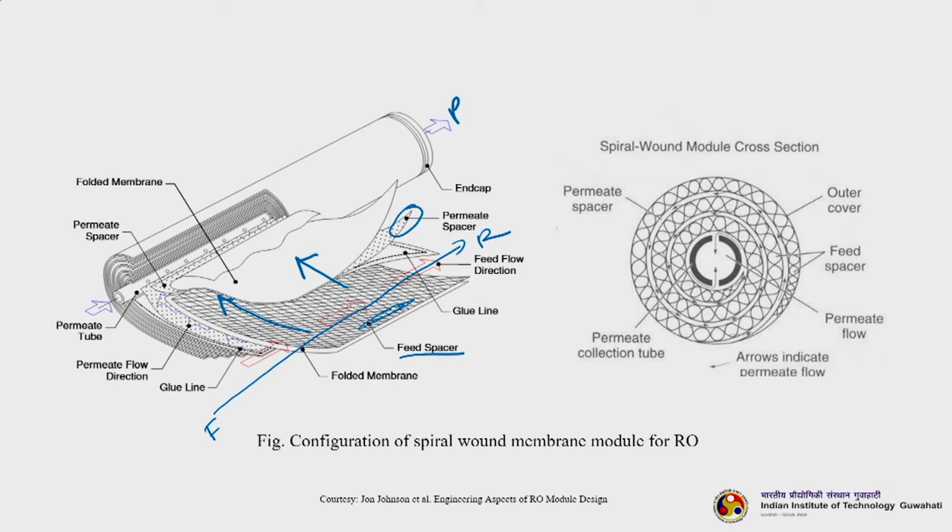You can see this is the spiral wound module cross section. This is the permeate tube, inside of which the permeate is collected. You can see how the cross section looks: this is the outer cover, this is the feed spacer, the permeate flow is happening here, and this is the permeate collection tube.